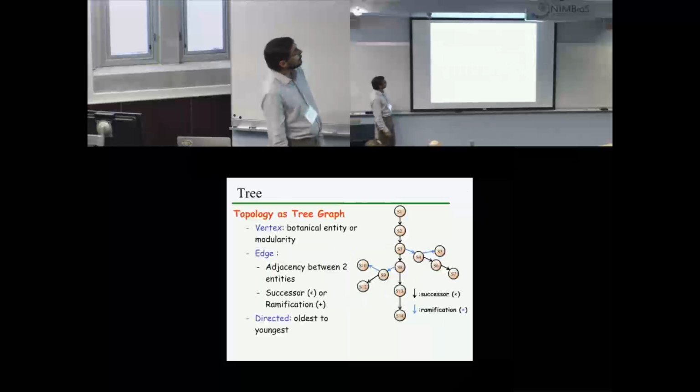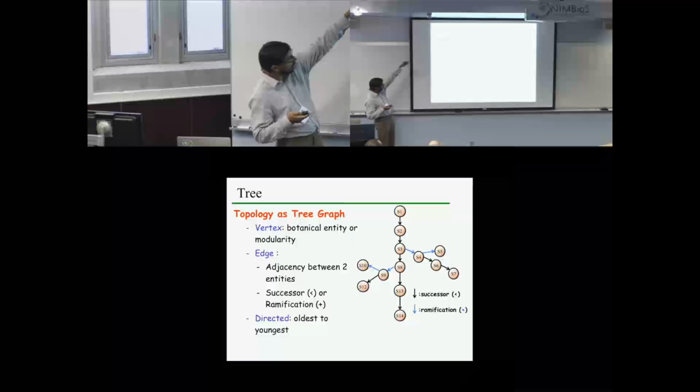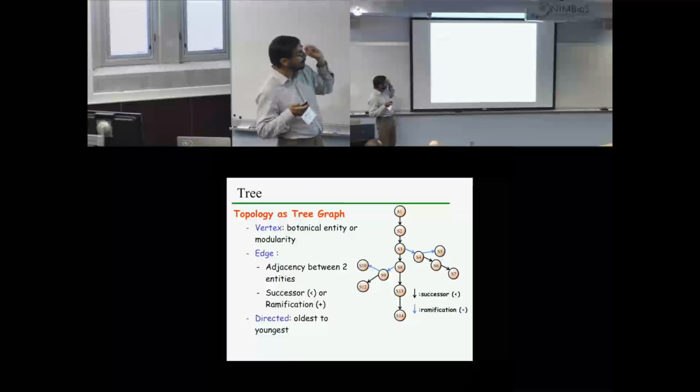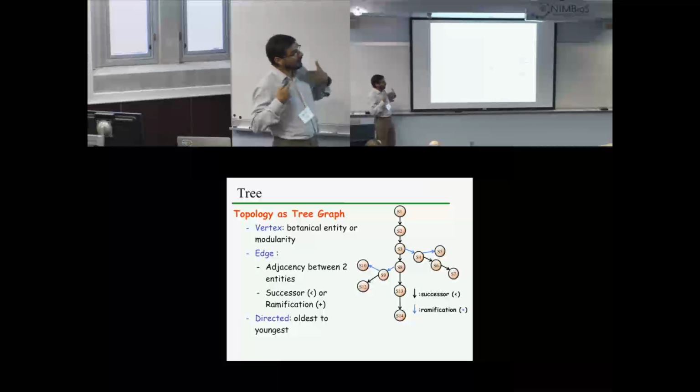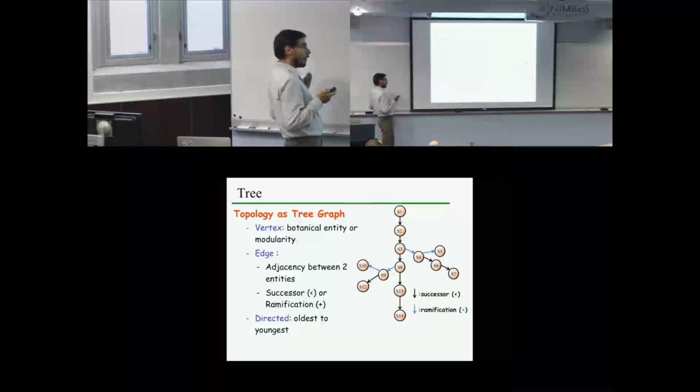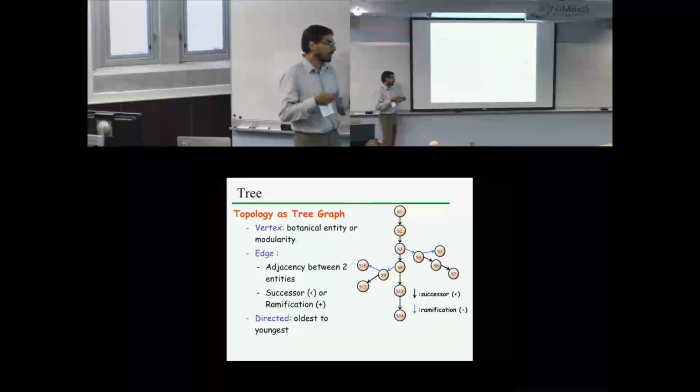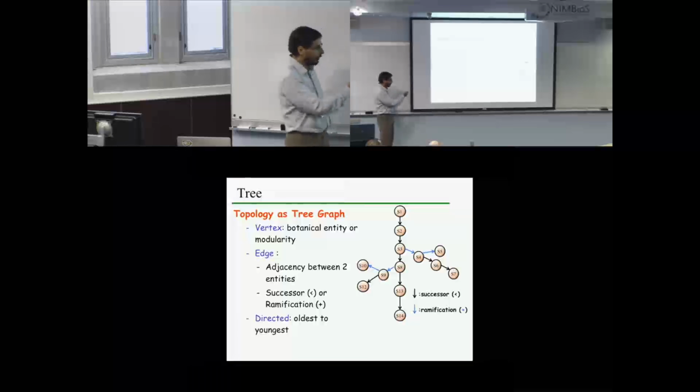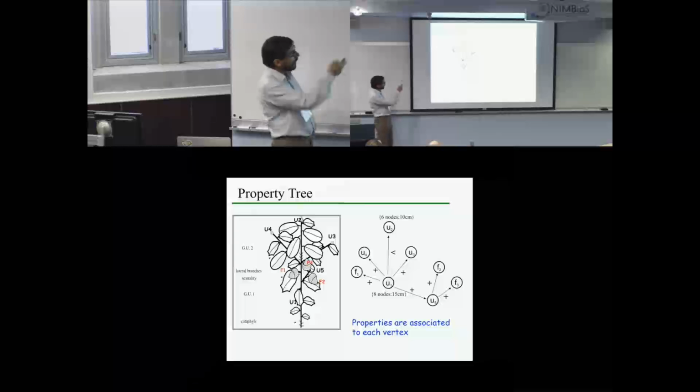And so the representation of the architecture is a tree graph. Each vertex is a botanical entity, and each edge represents adjacency between two entities. The types of edges are twofold: successor or ramification. And it's a directed graph, that is, a younger entity is borne by an older one. And you can store information on each vertex.